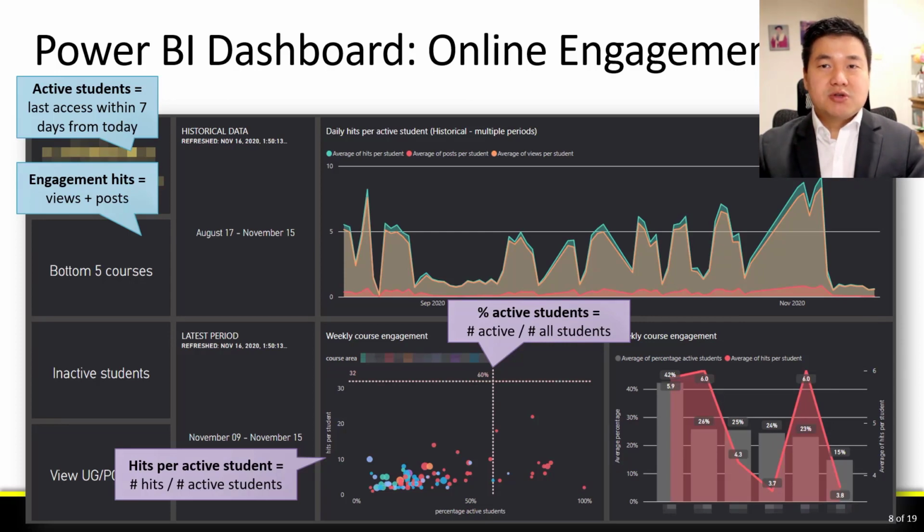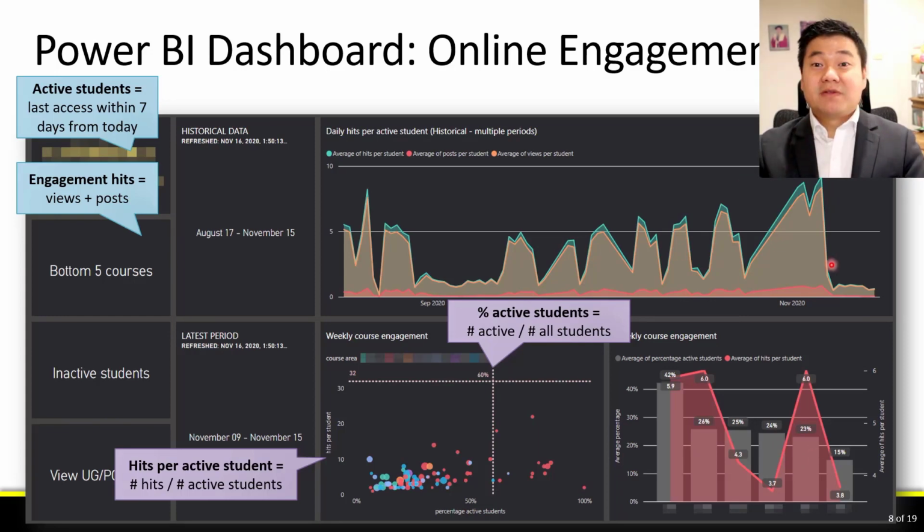In this dashboard, we are using two engagement metrics, which are very simple and straightforward: the percentage of active students and the number of hits per active students. We visualize individual courses on the scatter plot to compare them against the two metrics. We also aggregated the data into a combo chart for school-level comparison.